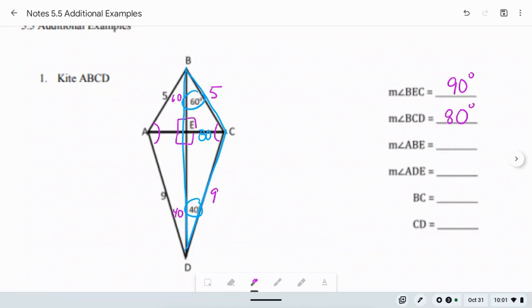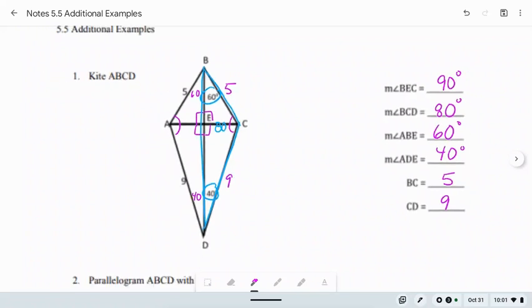Then I'm going to look for angle ABE. So ABE, I already have that labeled as 60 degrees. And then the measure of angle ADE, I already have that labeled as 40 degrees. And then we know BC is the same thing as AB, which is 5, and CD is the same thing as AD, which is 9. All right, moving on to the next shape.